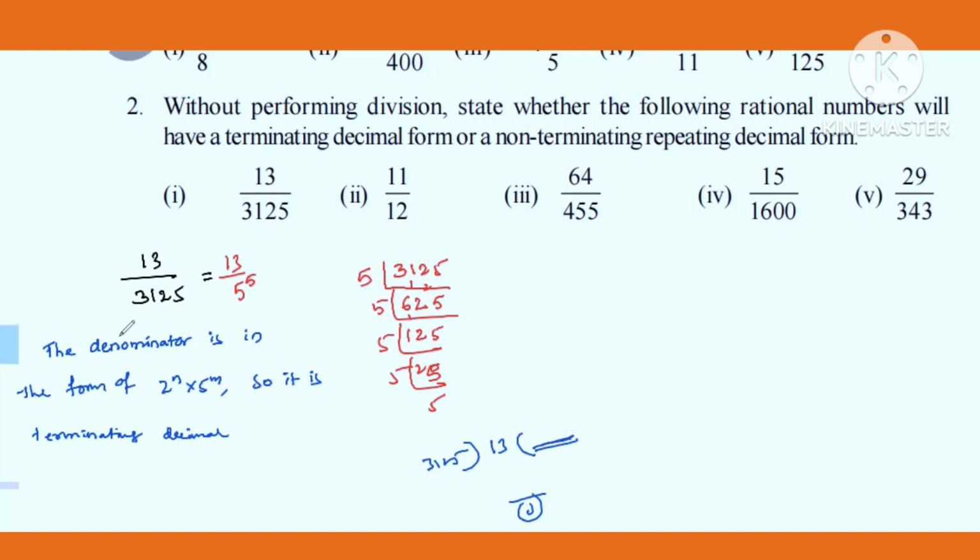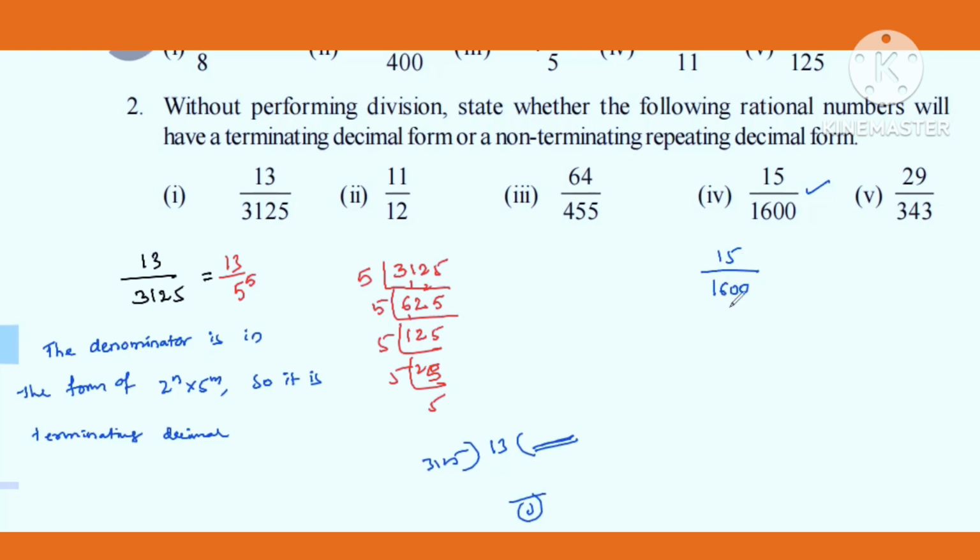Okay, and next one, the second one, 11 by 12. Again the same thing you have to do. Okay, I will go for the fourth one, 15 by 1600. Here this is not a simplified ratio. So before doing prime factorization for 1600, you have to simplify this.